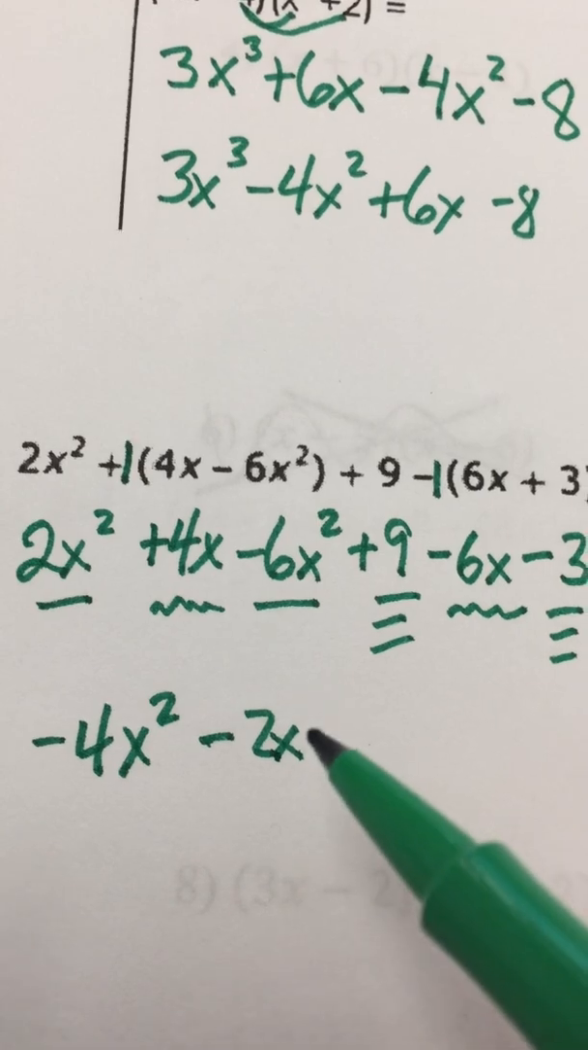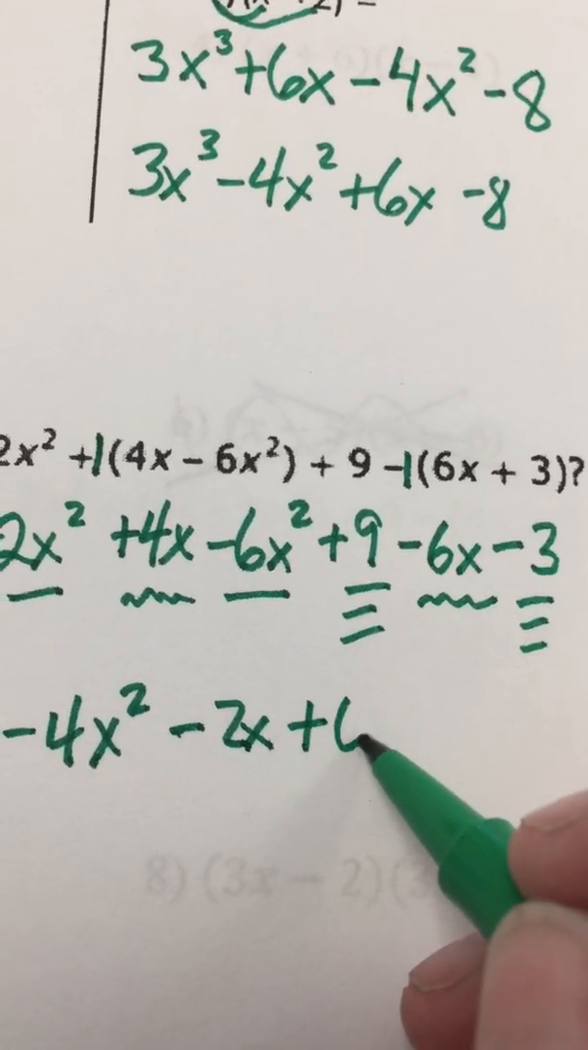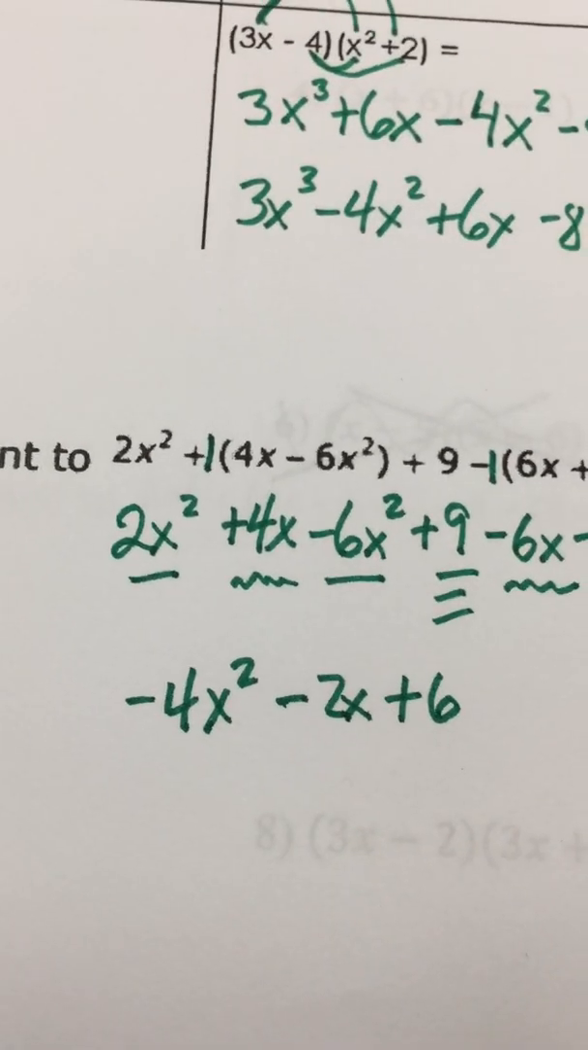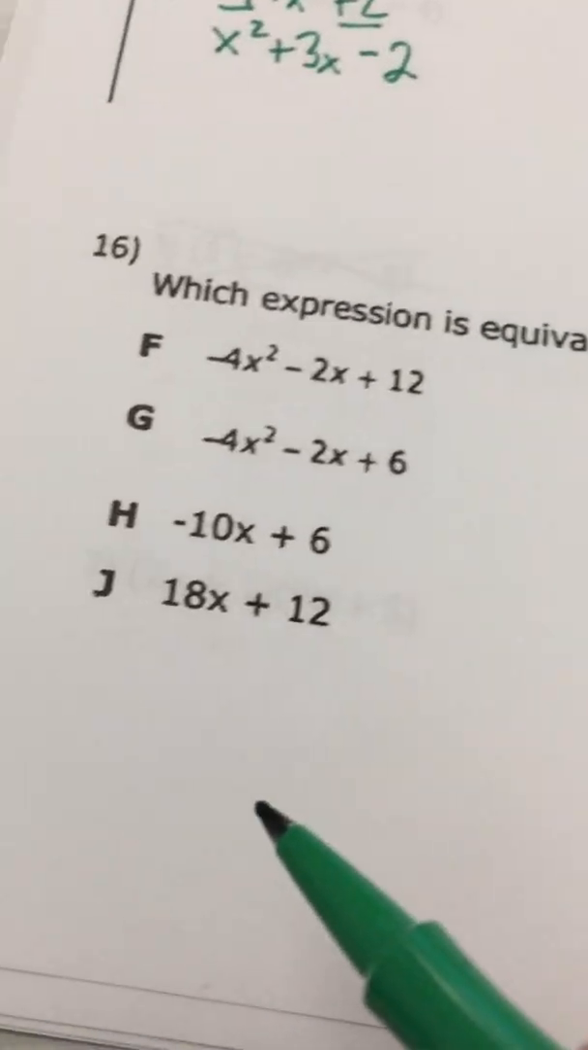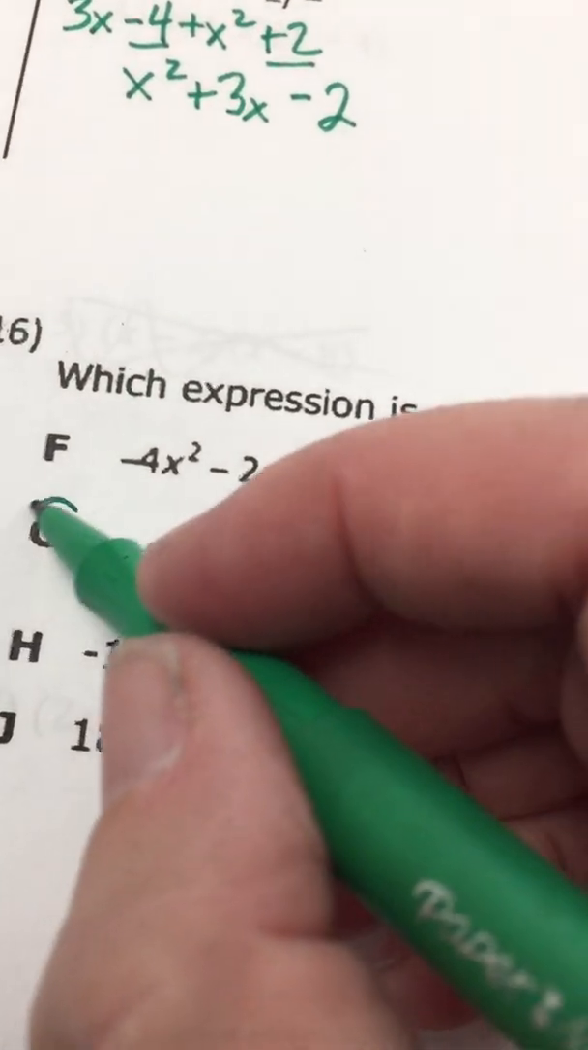So that took care of the squareds and the x's. Now I need the numbers. I have 9 minus 3, which of course is 6. And there you have it. That is the answer to that simplification. So I have a negative 4x squared, and I have a negative 2x plus 6. It looks like that one right there.